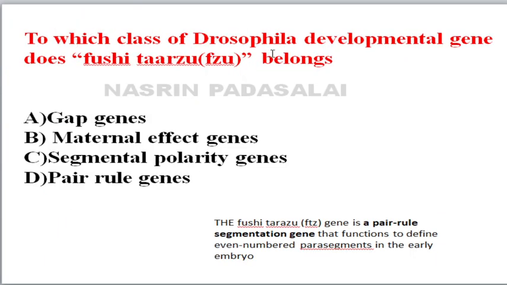Next, to which class of Drosophila developmental gene does Fushi-tarazu belong? So, the Fushi-tarazu gene is a pair rule segmentation gene, and the function of this gene is to define the even-numbered parasegments in the early embryo. In Drosophila, there are many genes: gap genes, maternal effect genes, segment polarity genes, and others are involved. Each gene has a peculiar function, but they are asking only about Fushi-tarazu, which belongs to the pair rule genes.